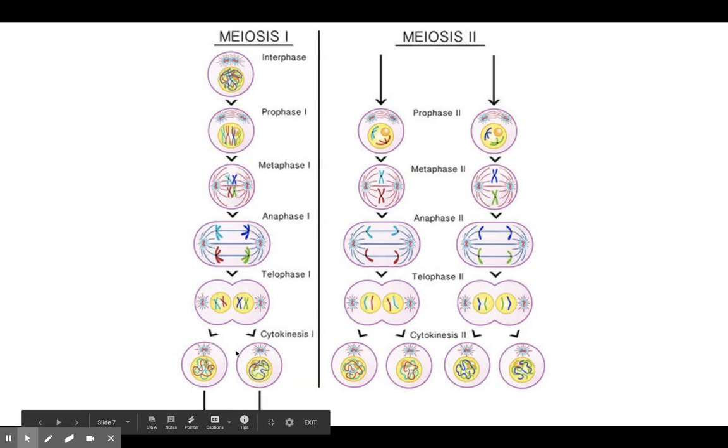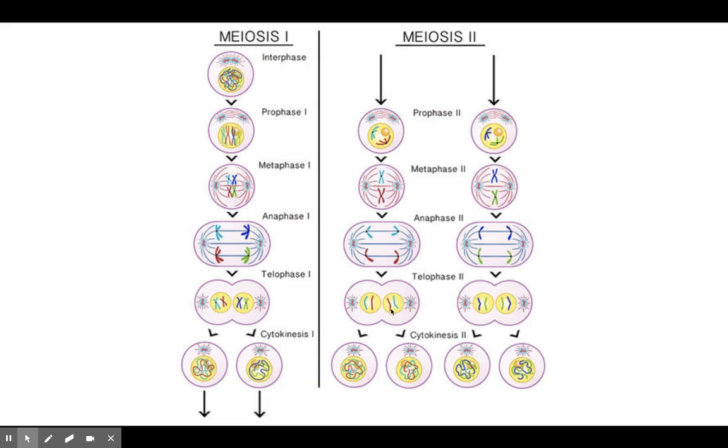Well, that's meiosis 1. Once we go through meiosis 1, we go through meiosis 2, and we take those 2 daughter cells that were made in meiosis 1, and we go through the PMAT process again. Then we go through cytokinesis. So we started with 2, and now we have 4.